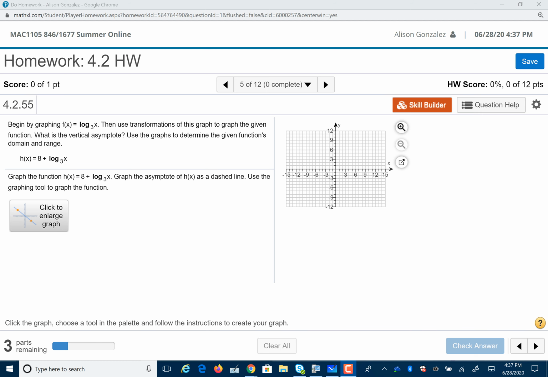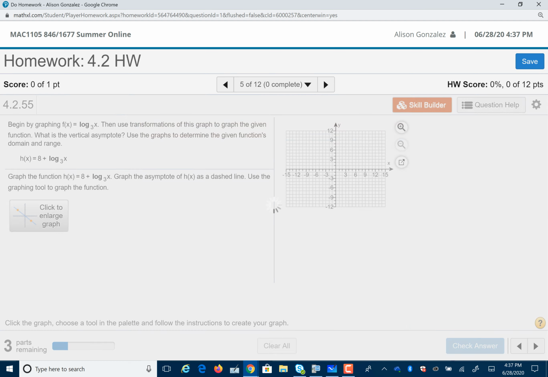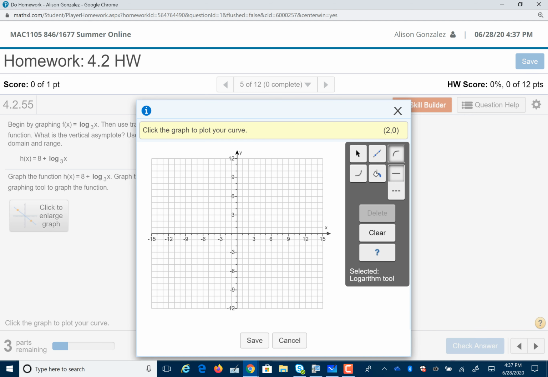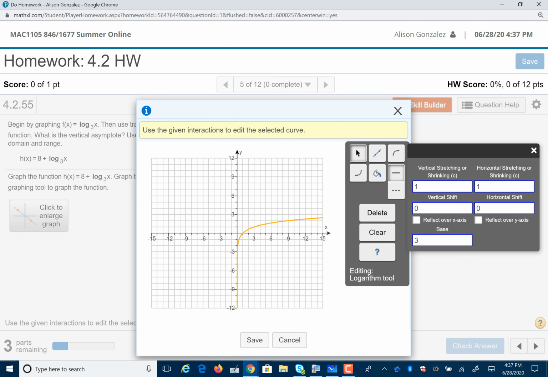When we're graphing these in MyMathLab, you've got to use this click to enlarge the graph, and then you need to know which one of these is the log tool. So it's this one right here. This one that's going the other direction, that's an exponential. So we're going to grab the log tool and put it down, usually right there at 1, 0. You can see that it already has the correct base. We just have to handle the transformations, and this one has a very simple transformation. It has a vertical shift of 8. So we will hit enter, and there you go.